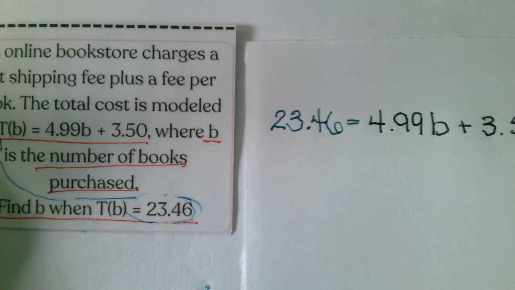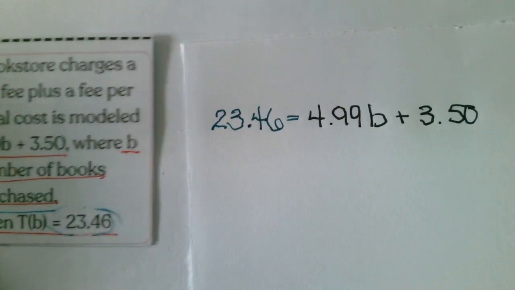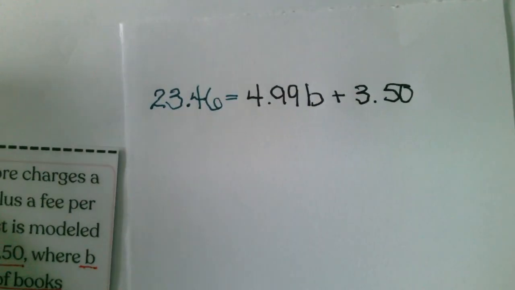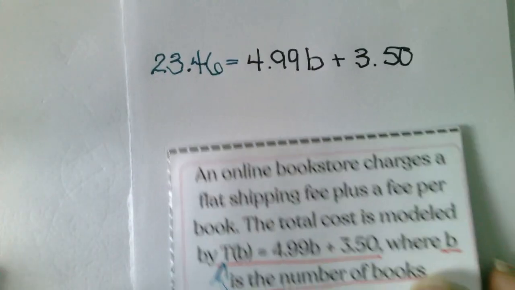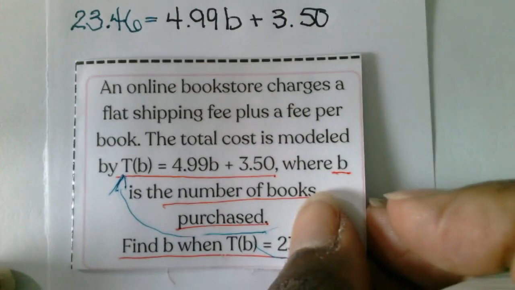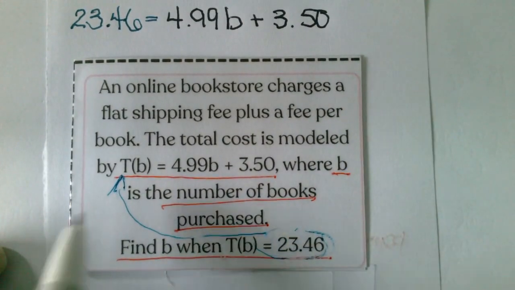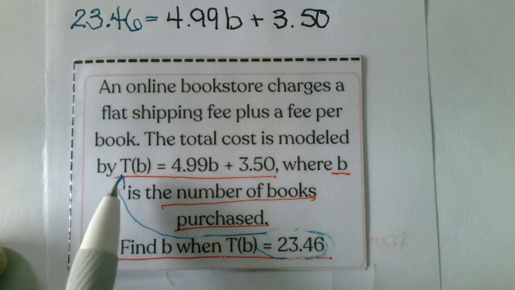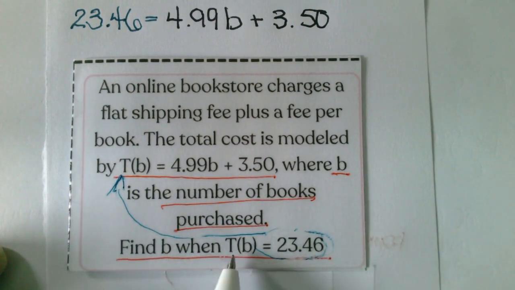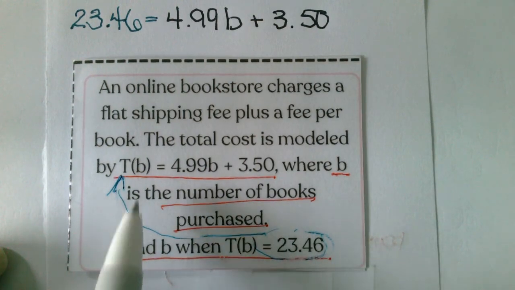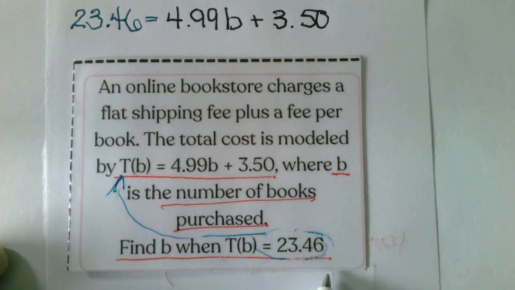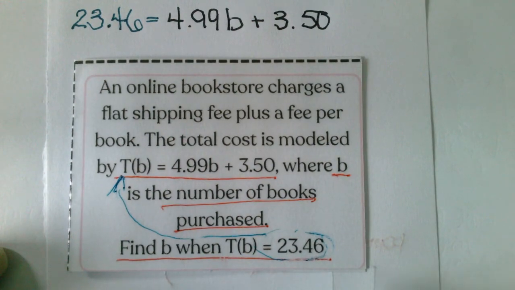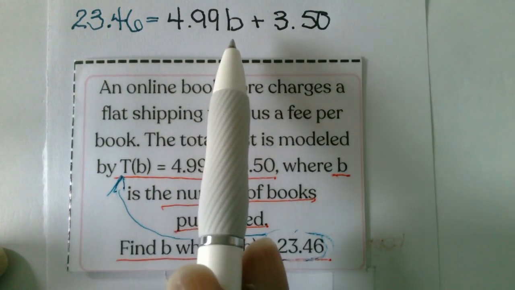Okay, do you see what happened? Yep, that's what Ailes got. So what we did was, we don't substitute for the B anymore. We're substituting that whole expression TB, because that's what they say. TB is equal to the 23.46. So we're going to replace this with this. Now we need to find what B is. We want to find the number of books purchased.